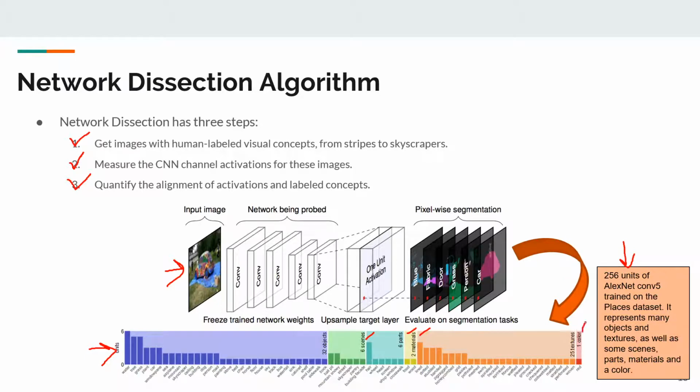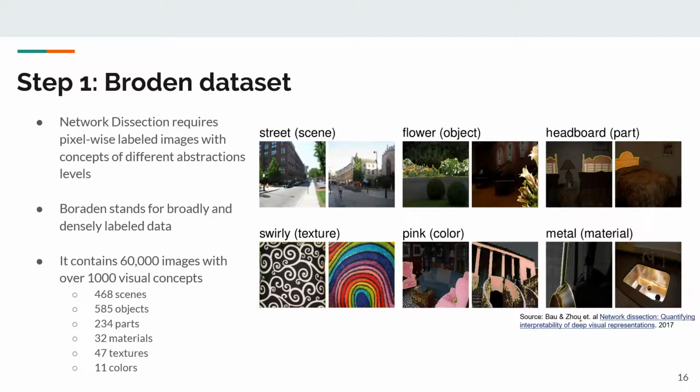The first step is data collection. Network dissection requires pixel-wise level images with concepts of different abstraction levels, from colors to street scenes. Bau and Zhou et al. combine a couple of datasets with pixel-wise concepts. They call this new dataset Broden, which stands for Broadly and Densely Labeled Data. Broden contains 60,000 images with over 1,000 visual concepts in different abstraction levels, from scenes, objects to materials and colors.